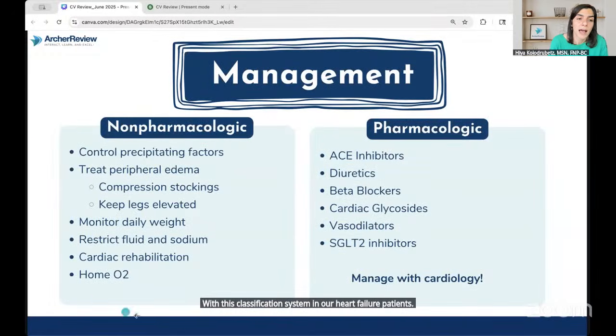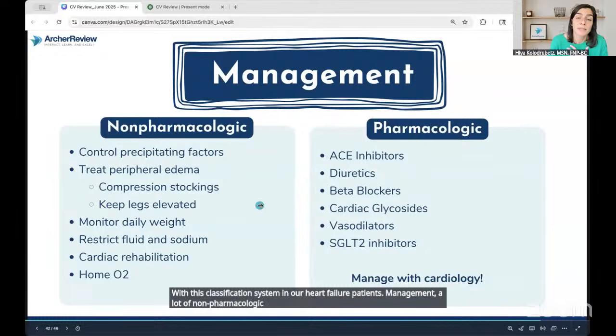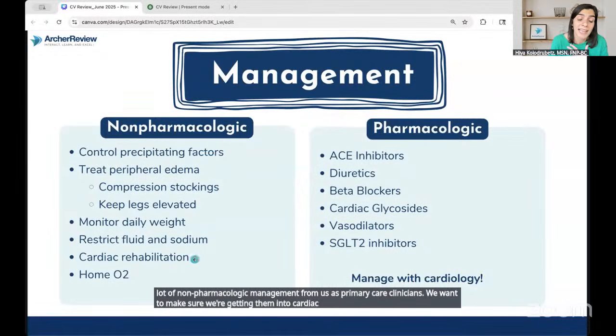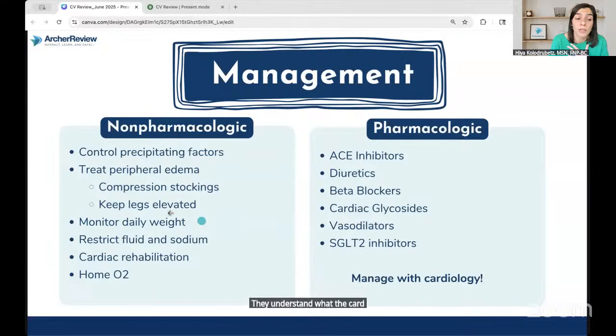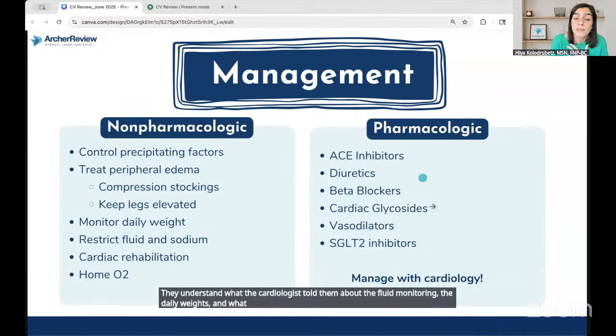Management, a lot of non-pharmacologic management from us as primary care clinicians. We want to make sure we're getting them into cardiac rehab, getting them active. They understand what the cardiologist told them about the fluid monitoring, the daily weights, and what they should do with their medications and their diuretics. A lot of patients kind of don't understand that. We have to reiterate that.